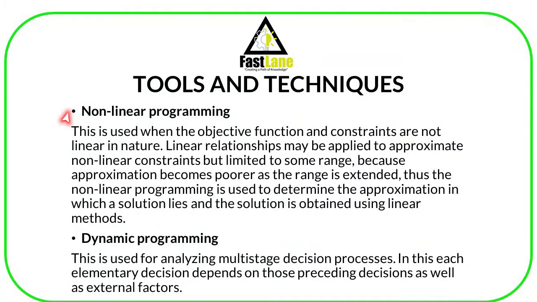Then we have nonlinear programming. Nonlinear programming is used when the objective function and constraints are not linear. Like I've said, in linear programming the constraints have to be linear. We've looked at profit and return. So when it comes to nonlinear programming, the objective function and the constraints should not be linear in nature. Linear relationships may be applied to approximate nonlinear constraints, but limited to some range, because approximation becomes poorer as the range is extended. That is nonlinear programming.